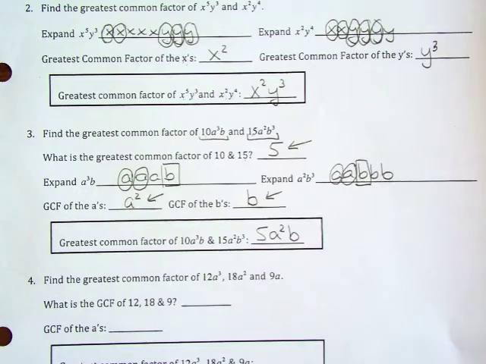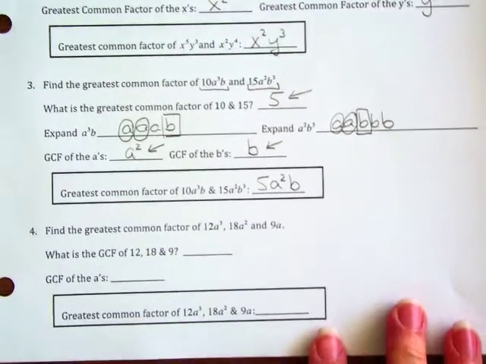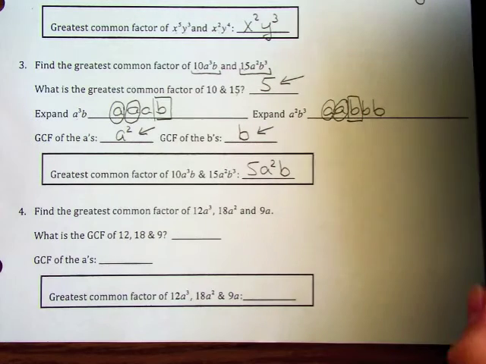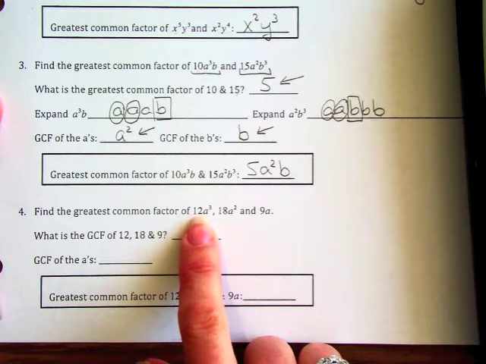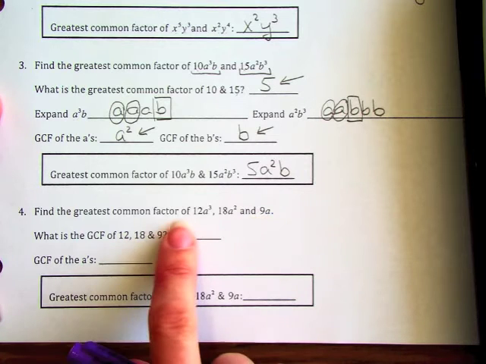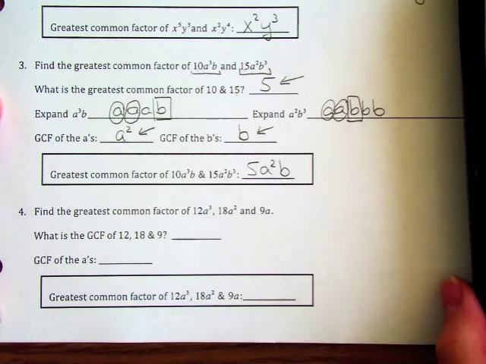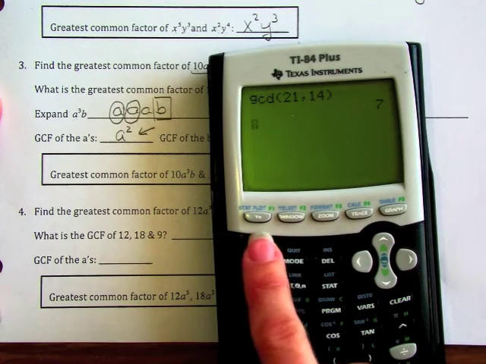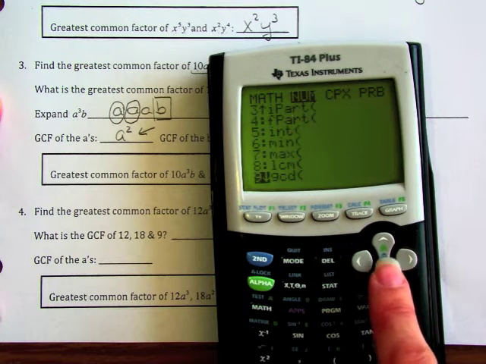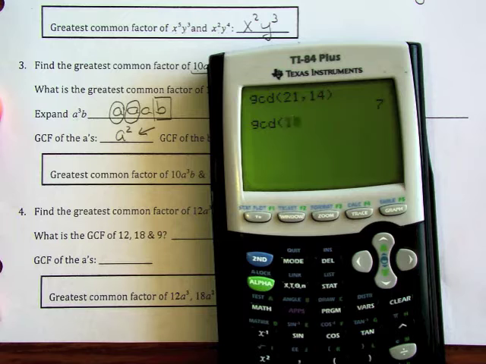Okay, let's continue on and do one more, and then I'm going to have you try a little bit on your own. So looking at number 4. Now I'm finding the greatest common factor of 3 different terms: 12a cubed, 18a squared, and 9a. First, we're going to look at the coefficients, 12, 18, and 9. We go to Math, Num, down to greatest common divisor, and we want to find the greatest common factor of 12, 18, and 9.